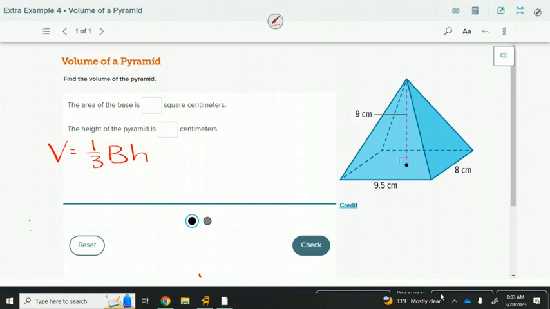Okay, so I'm going to keep my 1/3. Okay, then in terms of the big B, I'm going to put parentheses right there. The base of this shape is a rectangle. Does anybody remember how we find the area of a rectangle? You learned this way back in middle school. Base times height. So if we look just at this rectangle right here, and we did base times height, it would be 9.5 times 8 of just that base.